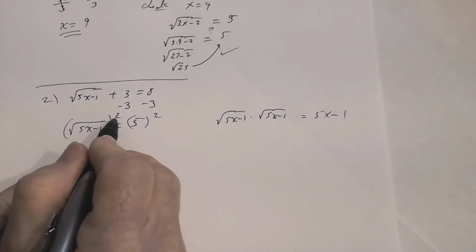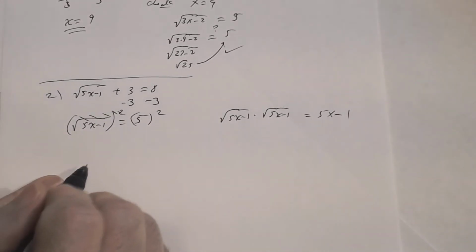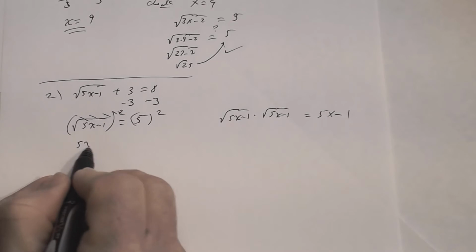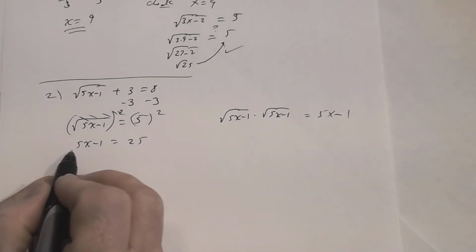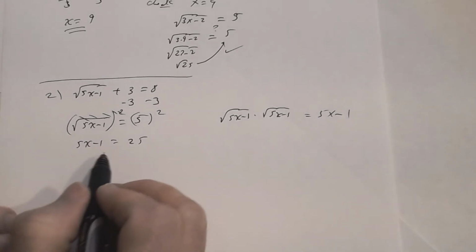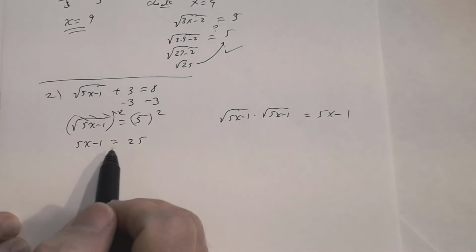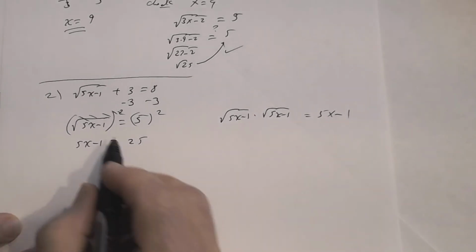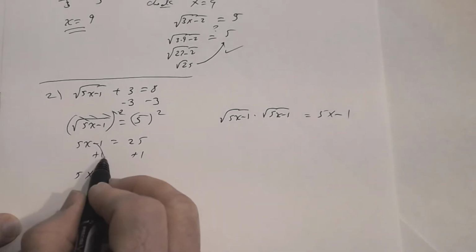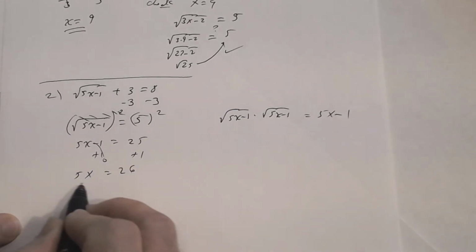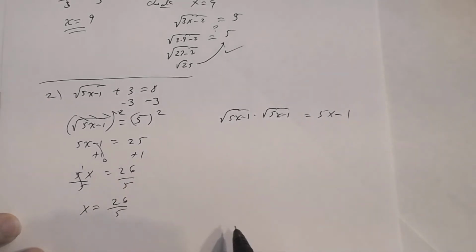So again, basically the square root and the squaring are inverse operations, so they undo each other. So you get the radicand, 5x minus 1, equal to 5 squared, which is 25. So notice again you have this linear equation. In this worksheet, all of these square root equations will end up being linear. So if I add 1 to both sides, I get 5x equal to 26. And divide both sides by 5, I get x equal to 26 divided by 5.